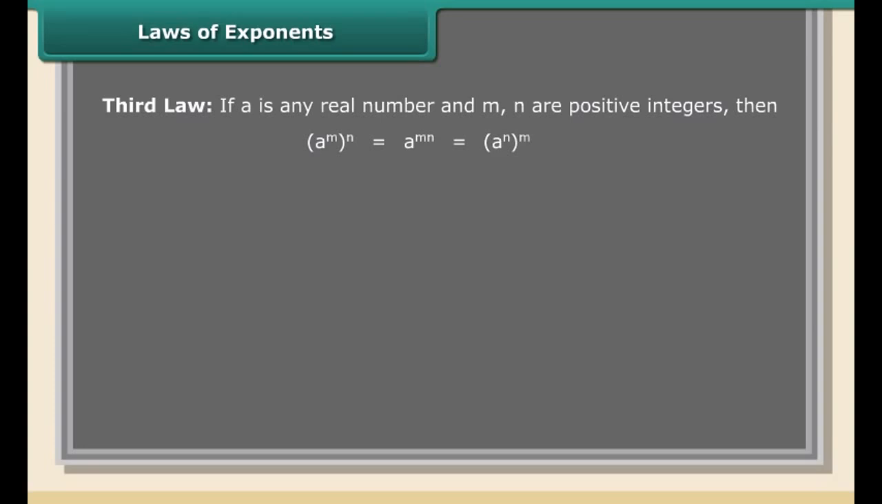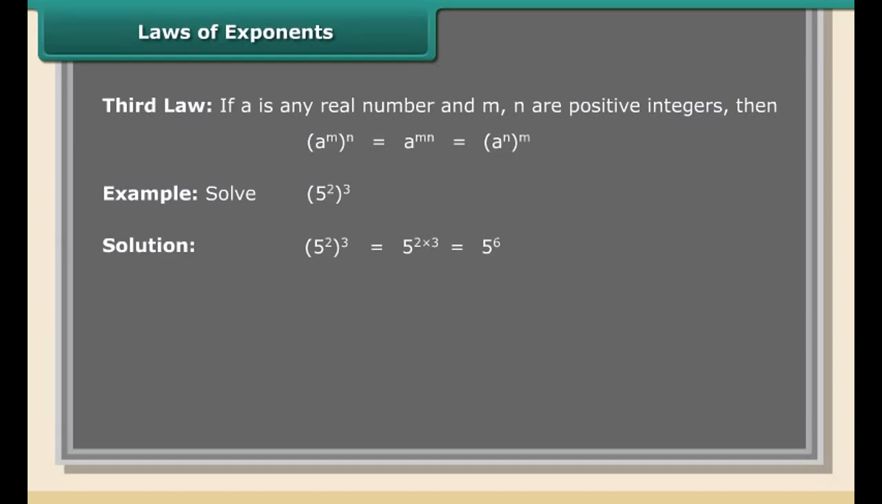Example. (3/5) raised to the power 5 divided by (3/5) raised to the power 2. Solution. (3/5) raised to the power 5 divided by (3/5) raised to the power 2 is equal to (3/5) raised to the power 5 minus 2, which equals (3/5) raised to the power 3.